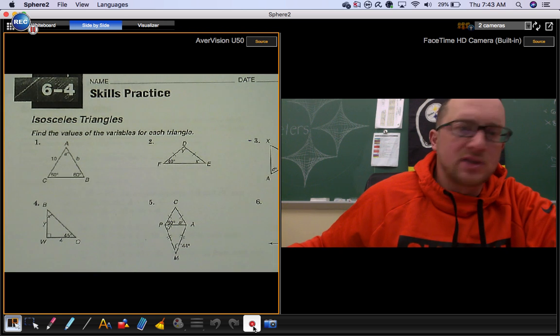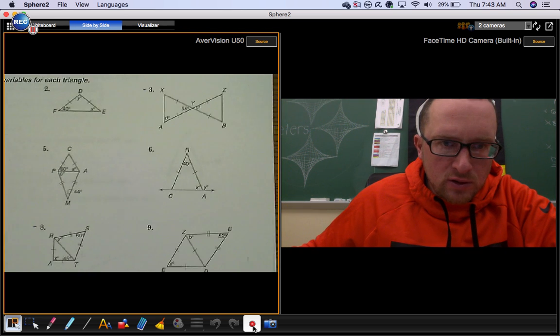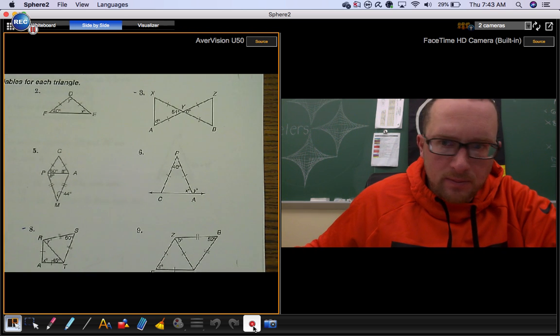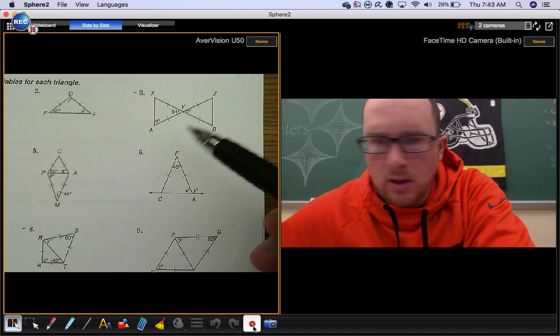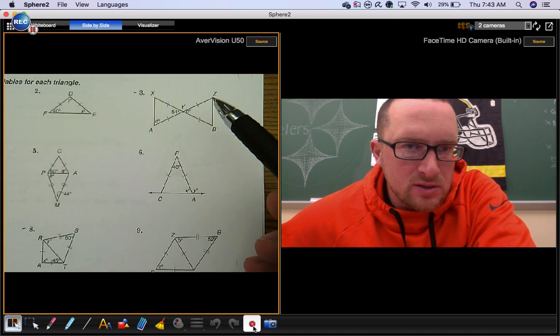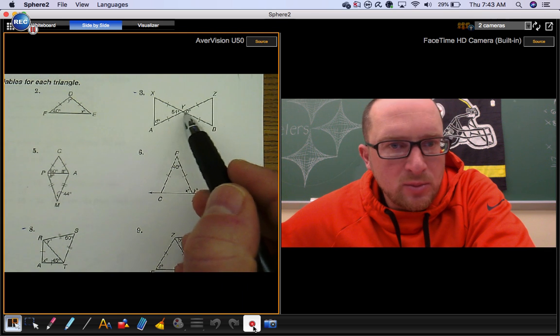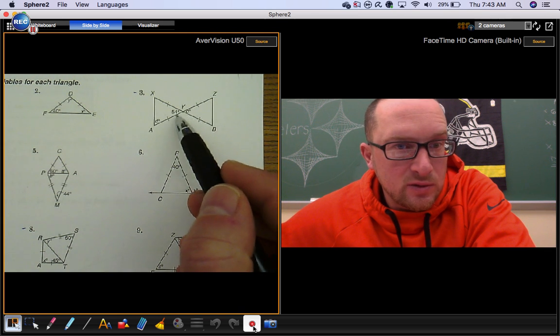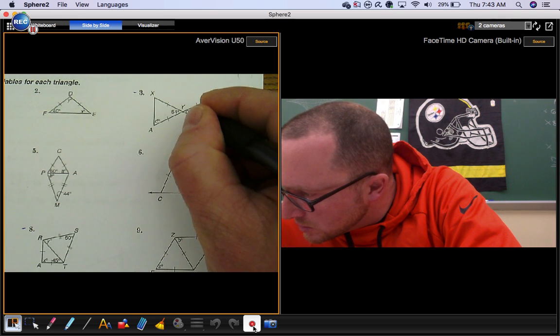Practice for section 6.4. We're going to do a few problems together. In number 3, this triangle is isosceles, so is this one. Another thing you need to remember is these vertex angles are actually vertical angles. So if this one's 54 degrees, so is this one.